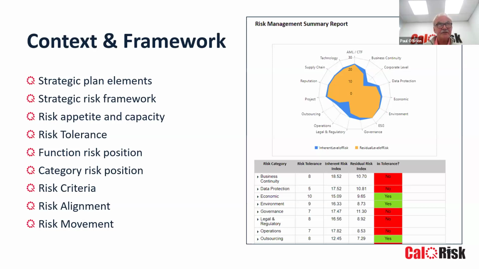And in the detail of a functional risk position, you know where your IT department is, for example. You might know where a department in the organization is. You might know where a service provision within the organization is. So you're looking then also at the category risk position. And this kind of reporting does that. It's a graphic, so it shows you where you are around the extent of your framework.